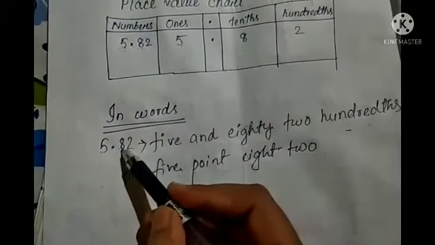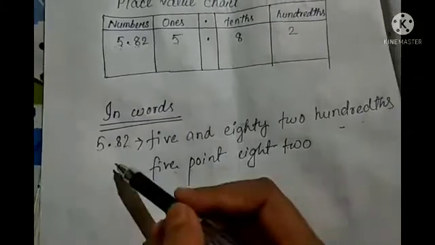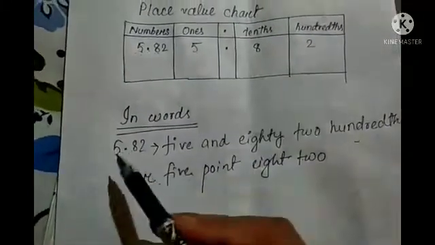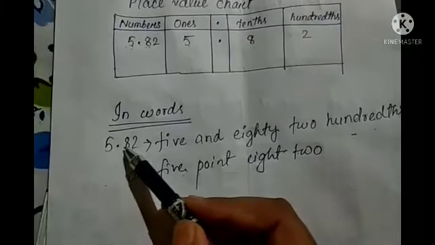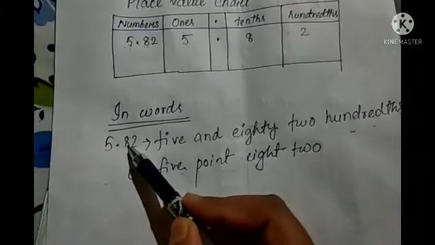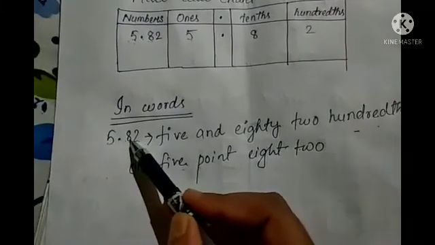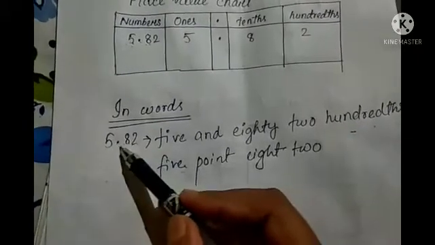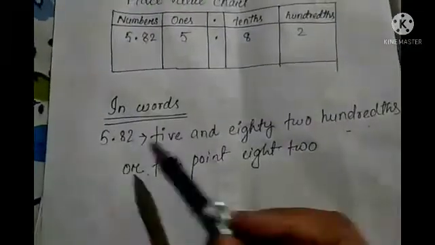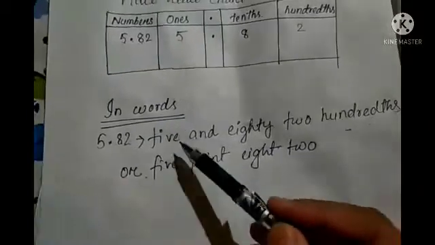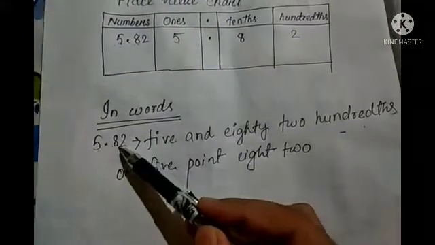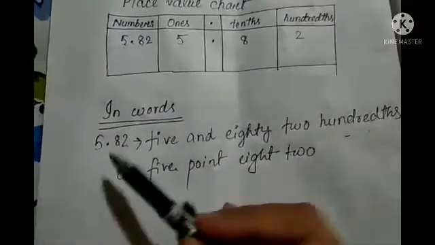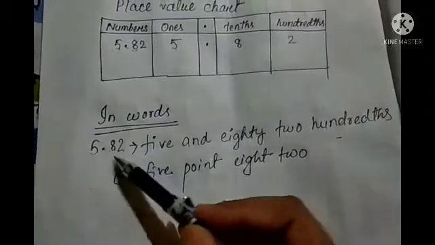So either you can say it as 82 hundredths, that's correct, but when you are saying the point, 5 point, then you should read it as 8 and 2, okay? So 5.82, or you can write 5 and 82 hundredths, okay? 82 hundredths, a 2-digit number.